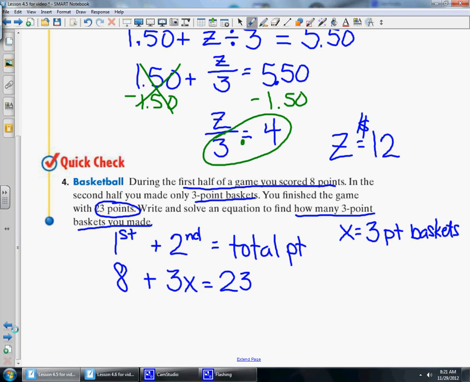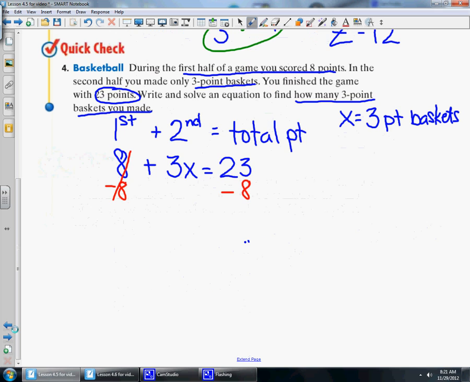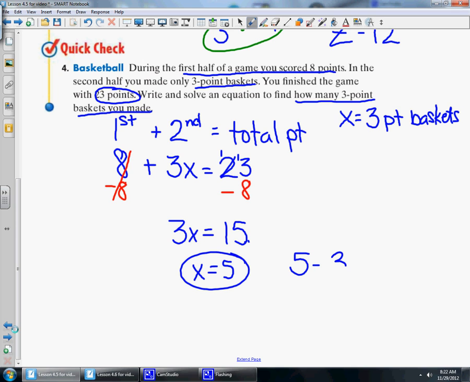So to solve this equation, we subtract 8. That cancels. So we have 3x is equal to 15, and we can ask ourselves what number, 3 times what number is 15, and we know that that's 5. So how many 3-point baskets did you make? 5 3-pointers.